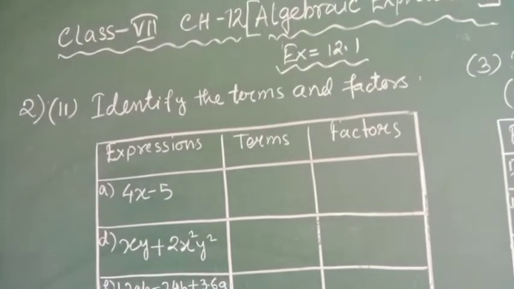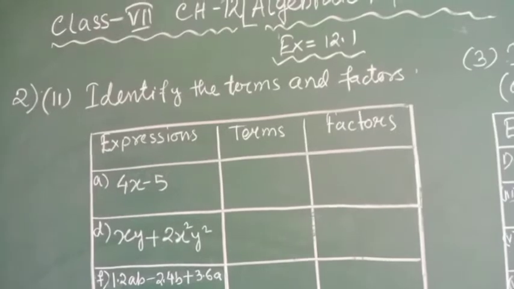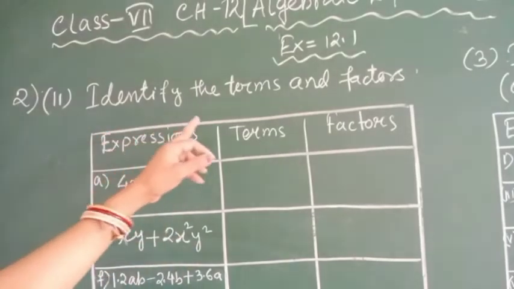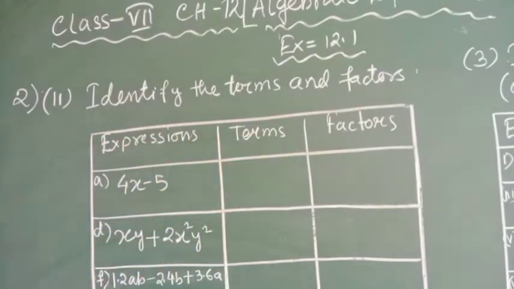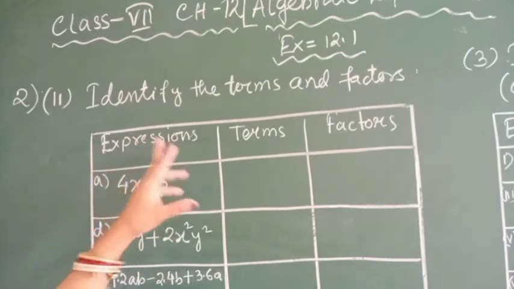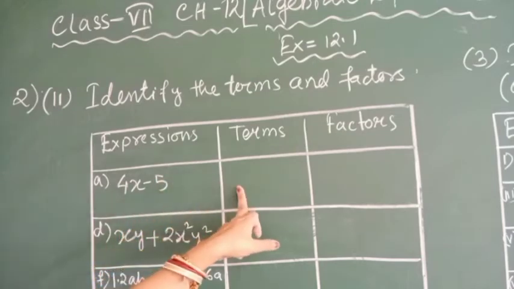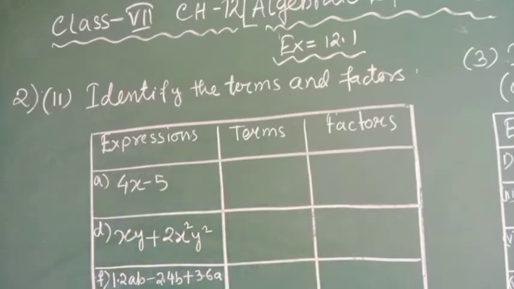Now we will do question number 2, second part, Roman 2. Here what is the question? Identify the terms and the factors from the expression. Expressions are given here. I have made this column and row to write separately the expression, the terms of that expression and the factors of that expression.